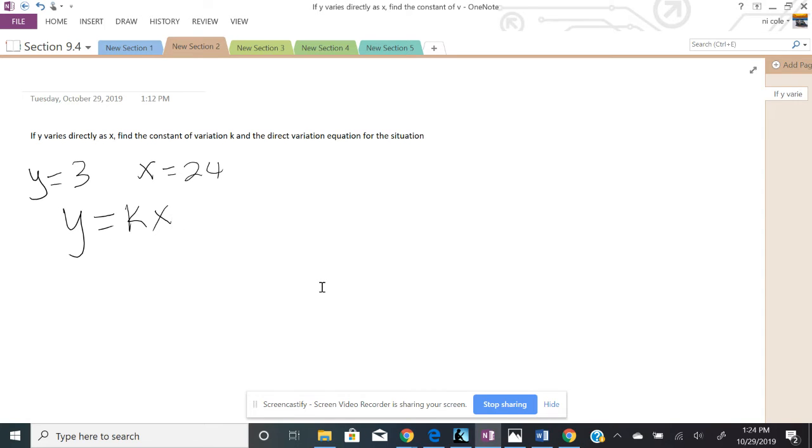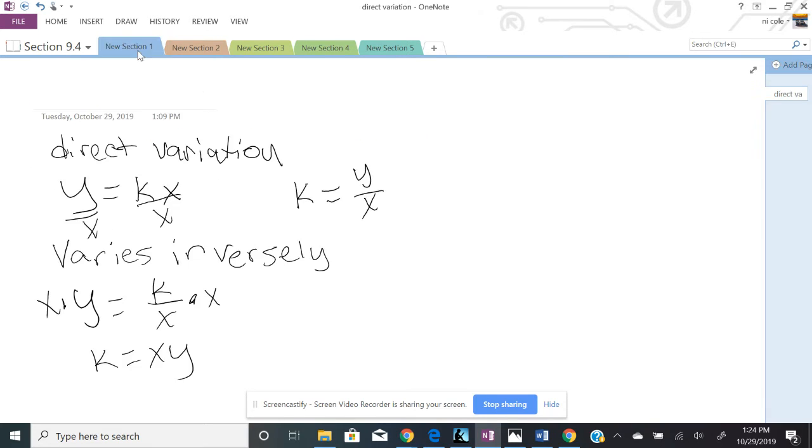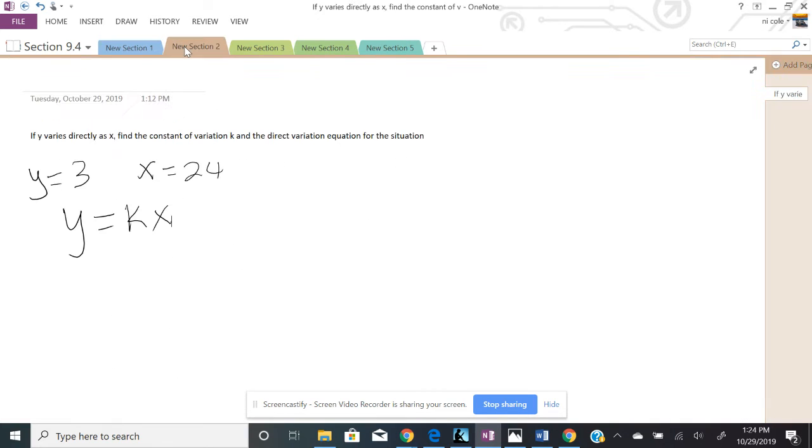In order to do that, I'm going to plug in 3 for y, and since I've already solved for k, I'm going to use k equals y over x. I'm going to plug my values in, which is 3 over 24. And I'm going to simplify that down to 1/8. So that's my k.